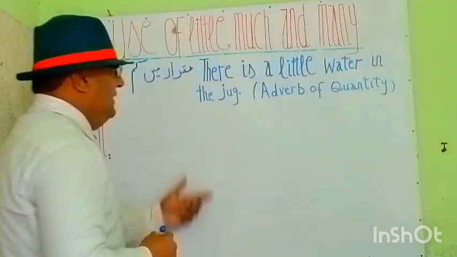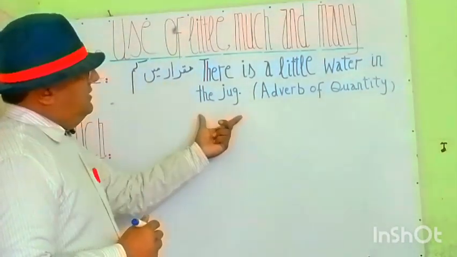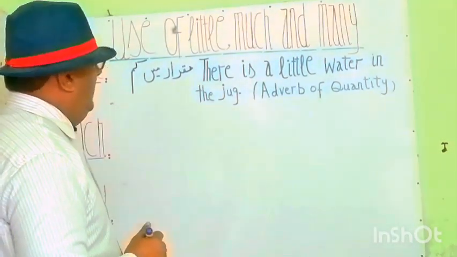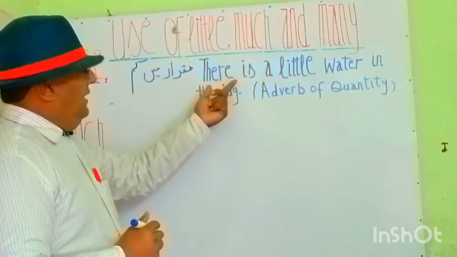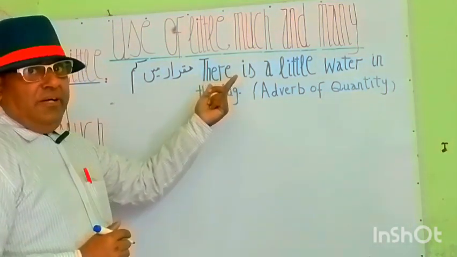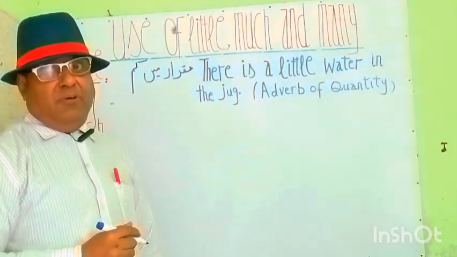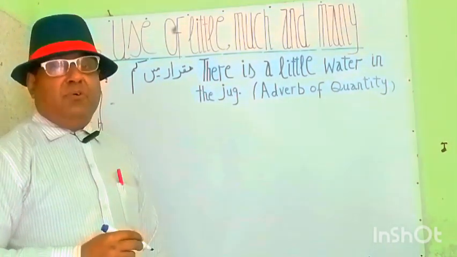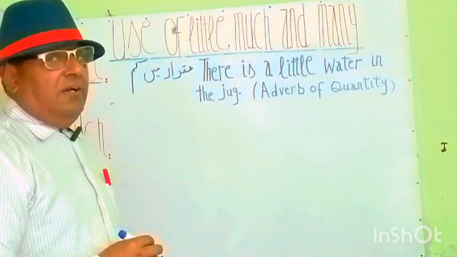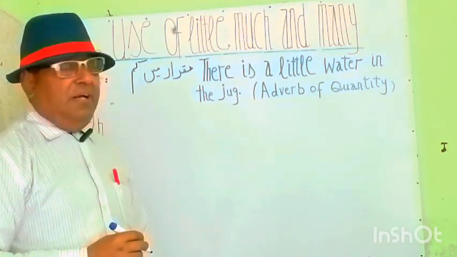So here is a little water in the jug. जग में थोड़ा सा पानी है. You see there is a subject in this statement, in this sentence, or there itself is an adverb of place. ये मकाम को, वकूअ को ज़ाहिर कर रहा है. वहाँ पर जग में थोड़ा सा पानी है.